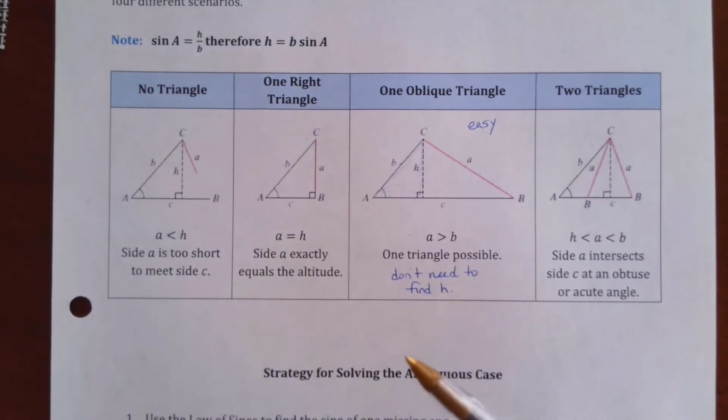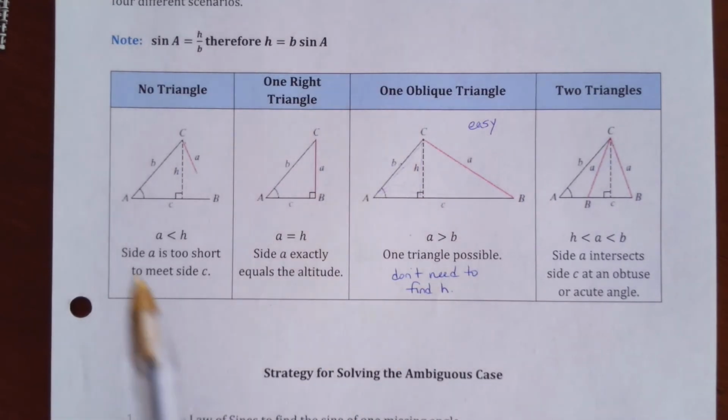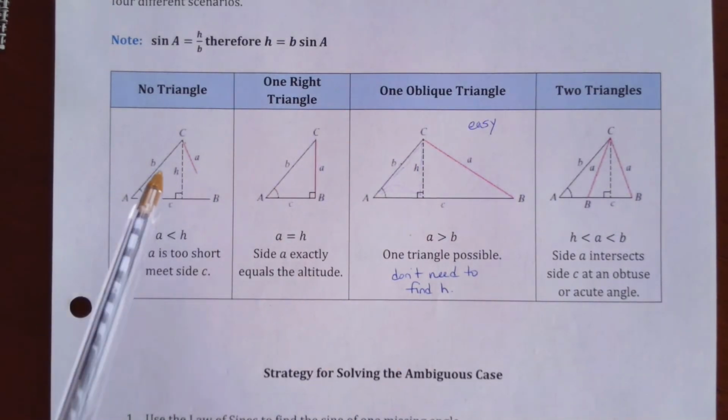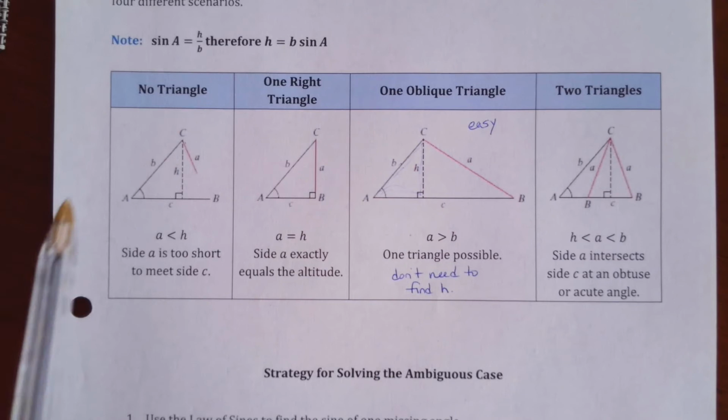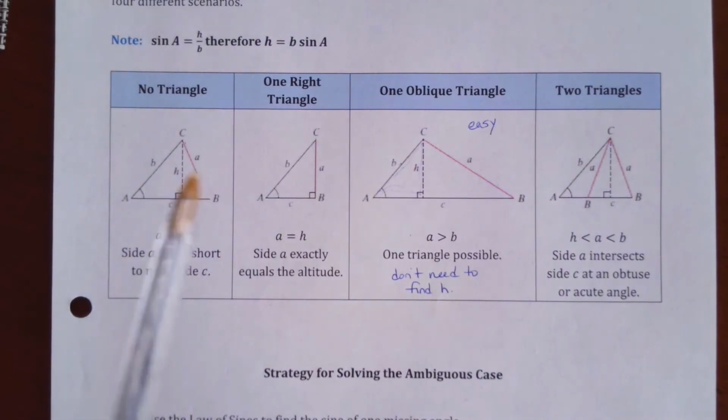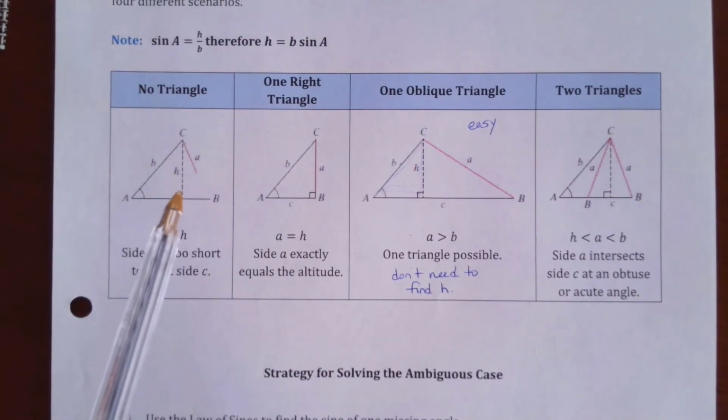But for the other cases, we have a problem because a is not going to be bigger than b. And if it's not bigger than b, then it matters whether or not it's bigger than h. So now we have to start finding h.